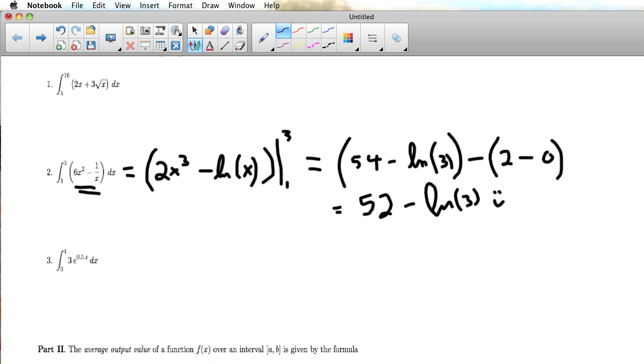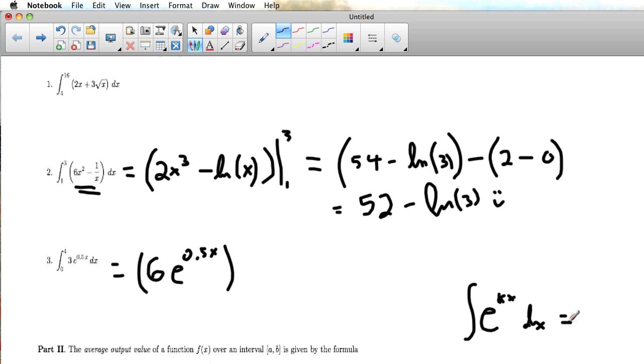For problem 3, again, we need an antiderivative. So an antiderivative in this case is going to be 6 times e to the 0.5x. So these are just using our antiderivative rules. The one I'm using here is the one that says if you want an antiderivative of e to the kx, the answer will just be e to the kx, but with the reciprocal of k out in front, so plus c.